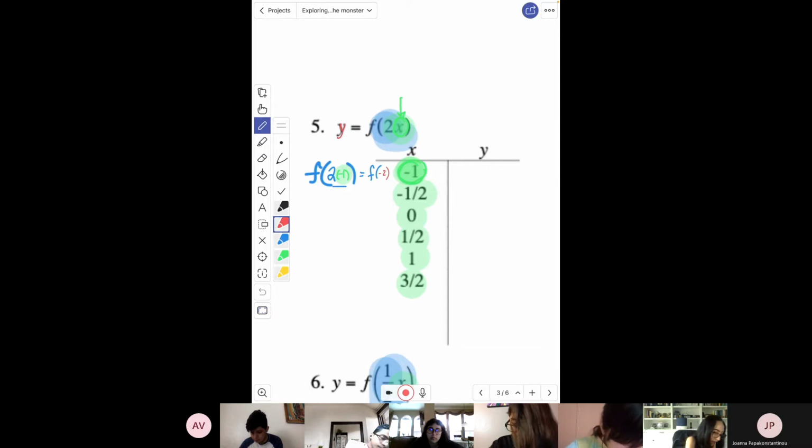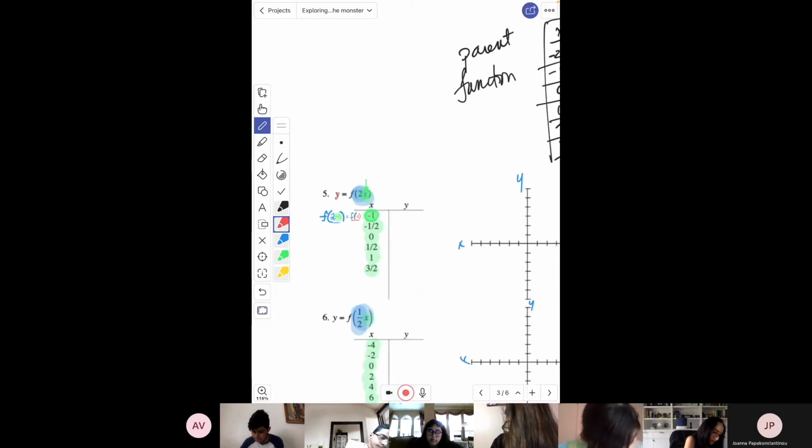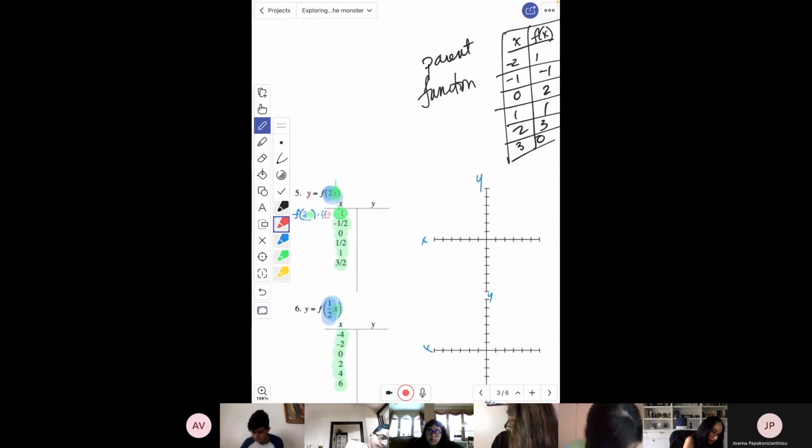So by evaluating this new function, I have taken the x that has been given to me in the table and I'm multiplying that x by 2. I'm doubling that x. And then I'm going back to my original function and saying the output for this x in this function is the same as the original function evaluated at -2. The original function evaluated at -2 has what output? 1. Excellent. So this gives me the point -1, 1, which is on my image function.